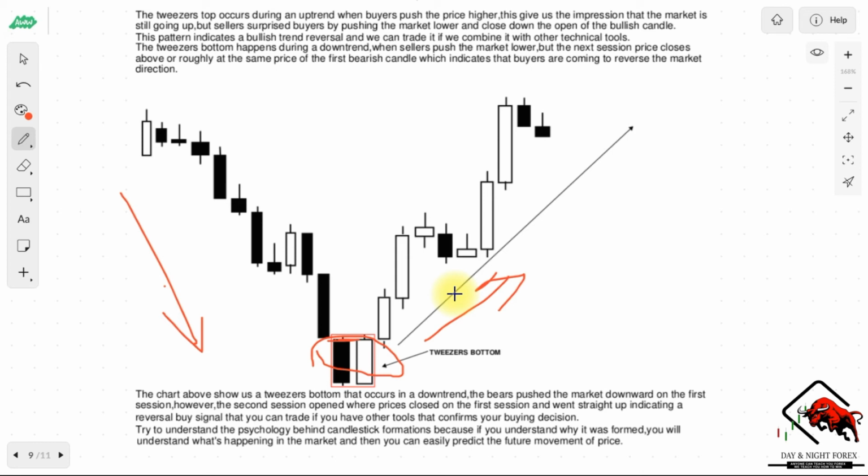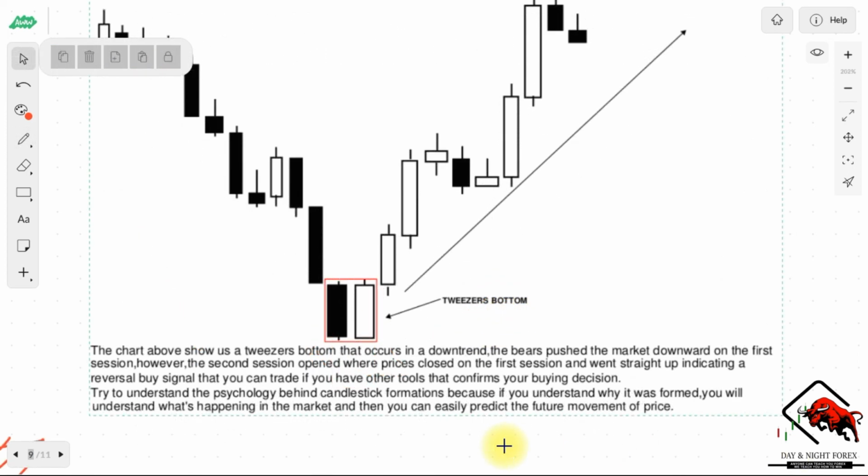So again, the psychology behind this is that the sellers were pushing the price down, but then the buyers came into action, and they pushed the price to close above the opening of this market when it was still falling, or at least above the opening price of this candlestick right here. So that's basically the psychology behind this.